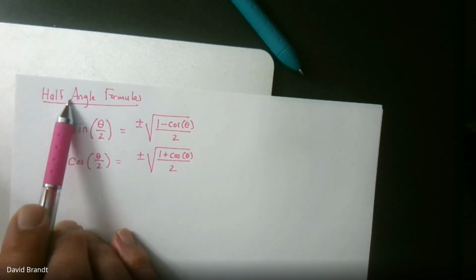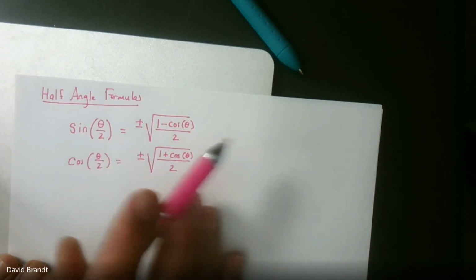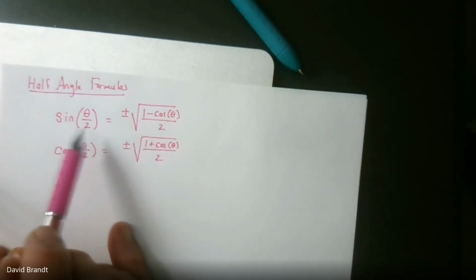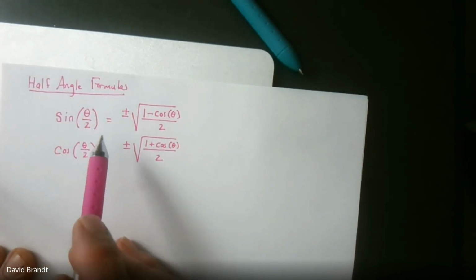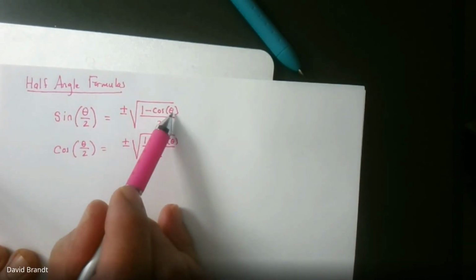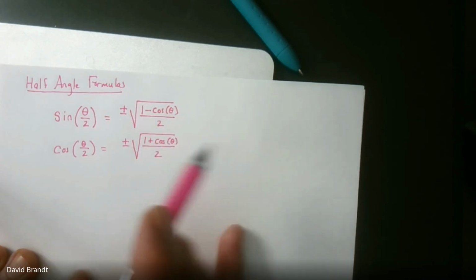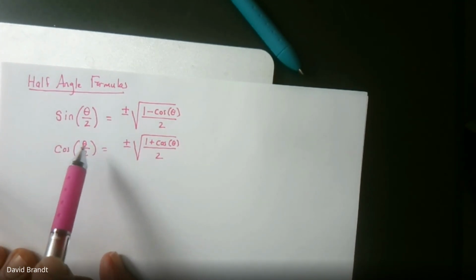Because if it says half angle formula, shouldn't it be half an angle? And that's what half an angle looks like, theta over 2. Now your formula sheet has this as theta and this as 2 theta over here. It doesn't matter. It's the same thing as long as this angle right here is half as much as this angle right here. Now, where do these formulas come from? They come from the double angle formulas.